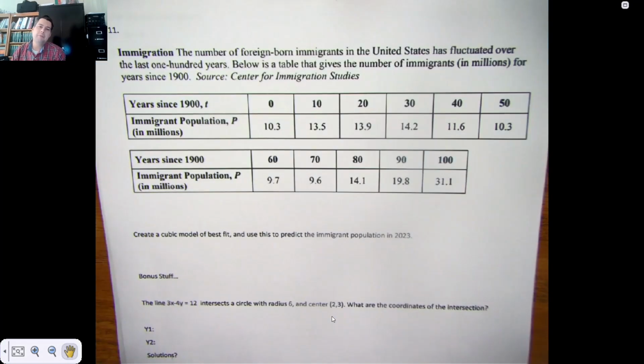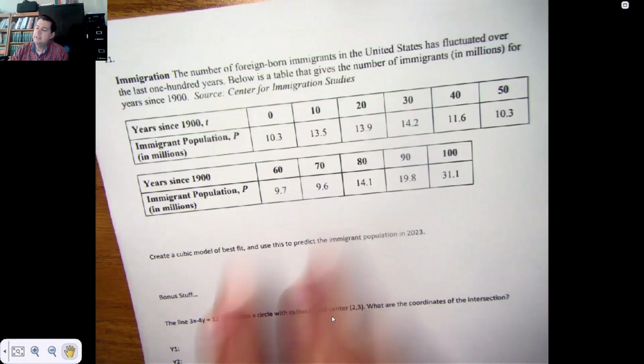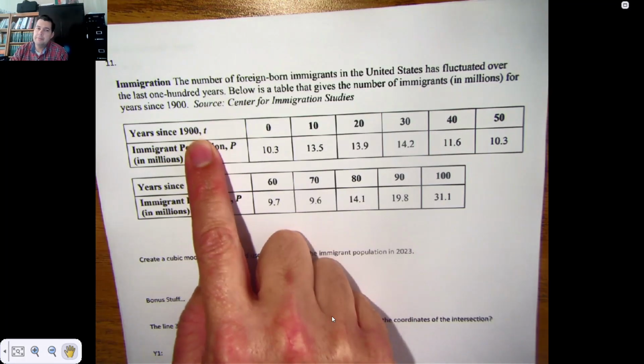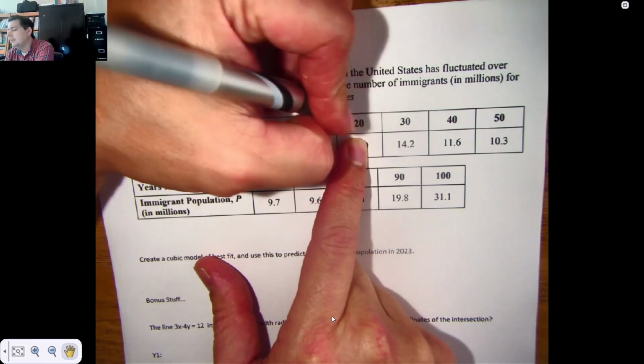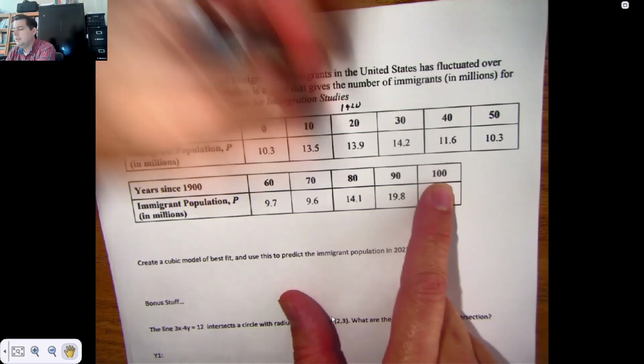All right, immigration problem. The number of foreign-born immigrants in the United States has fluctuated over the last 100 years. Below is a table that gives the number of immigrants in millions for years since 1900. So you can see we've always had immigrants. It's just the way it is. T is the time since 1900, so hence why it's 0, 10, 20. This would be 1920, and this would be the year 2000.